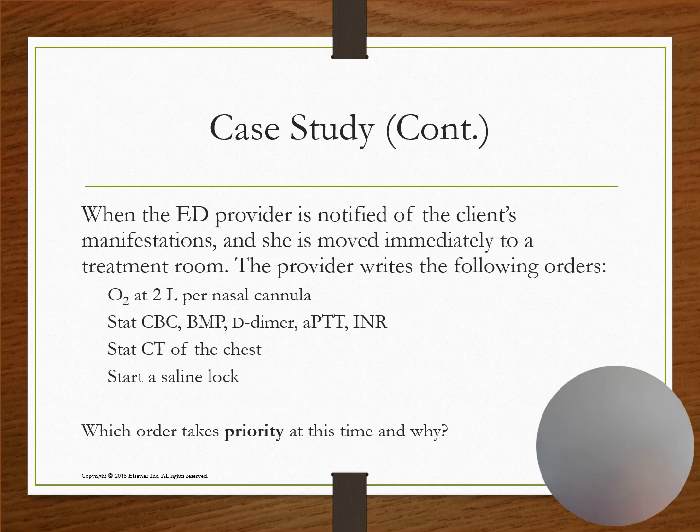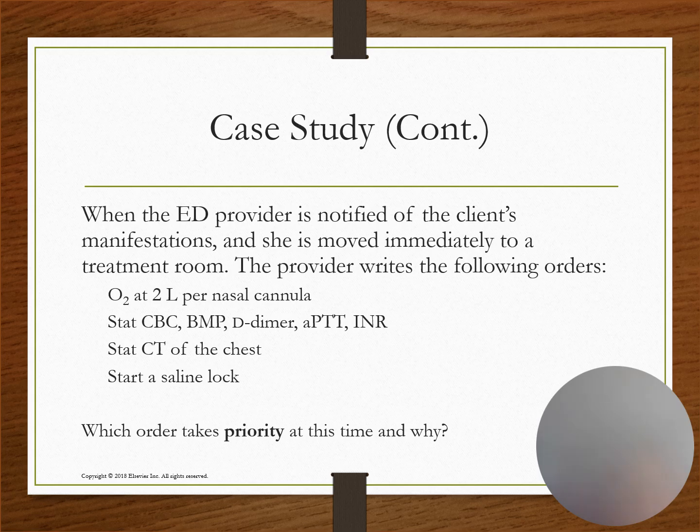The provider writes the following orders: O2 at 2 liters per nasal cannula, a stat CBC, BMP, D-dimer, APTT, and INR, a stat CT of the chest, start a saline lock. Which order will take priority at this time and why?